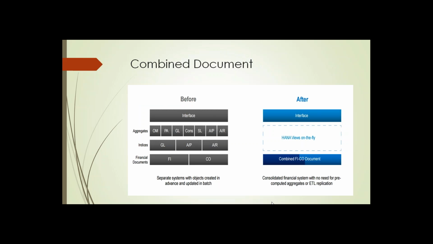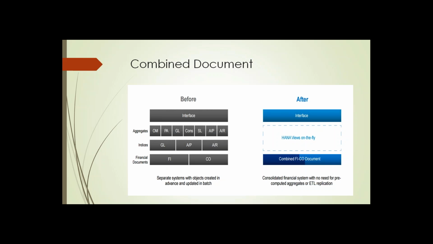So what happens is, I'm referring to the picture which is before implementing Simple Finance. In my financial documents, I need to create the documents in FI and CO separately. Similarly, material ledger separately. So FI and CO, I have just given you the example here. Whenever I pass any entry, either I pass it into the FI or I pass into the CO.